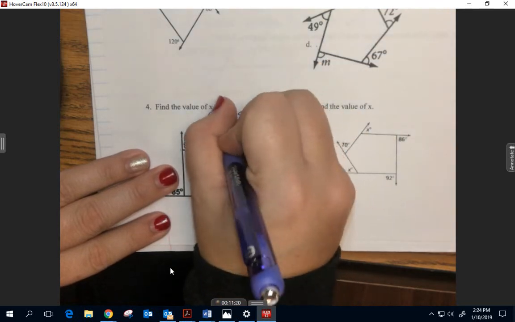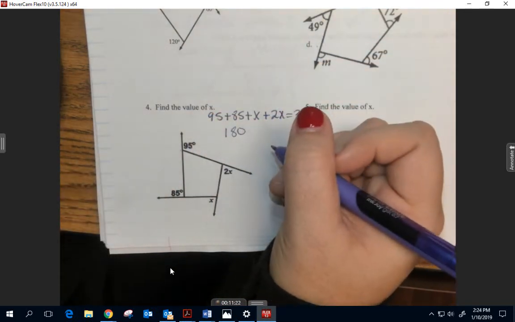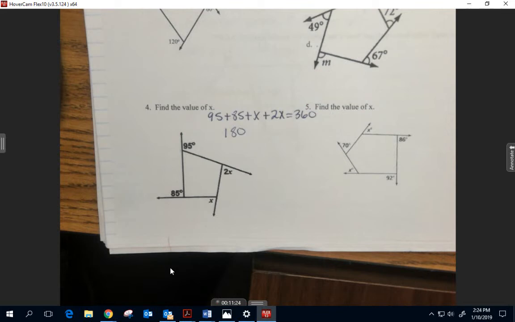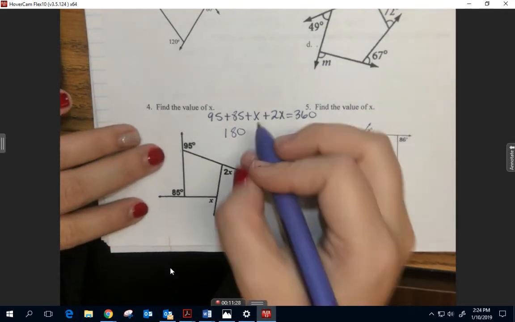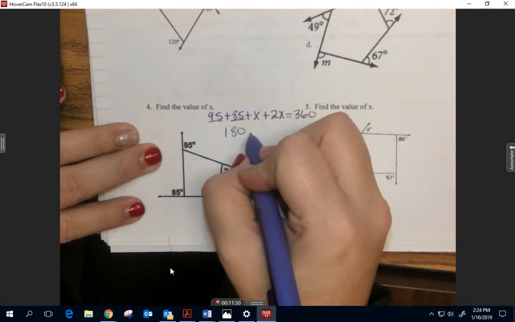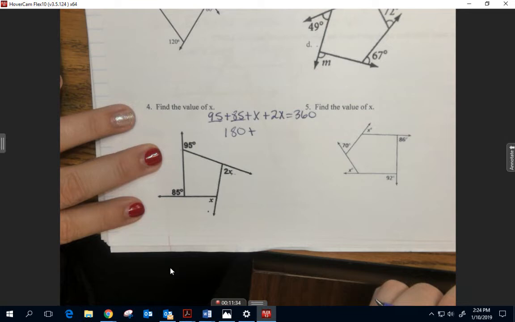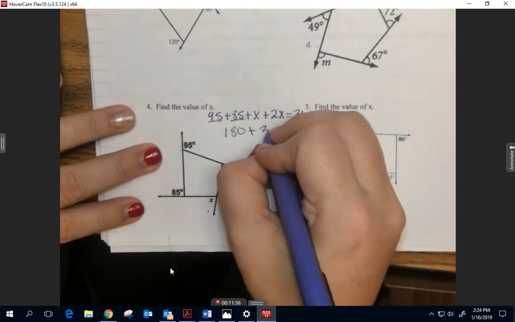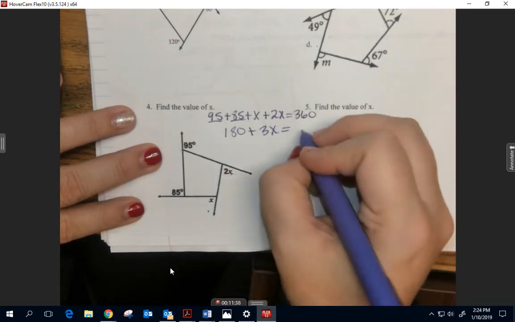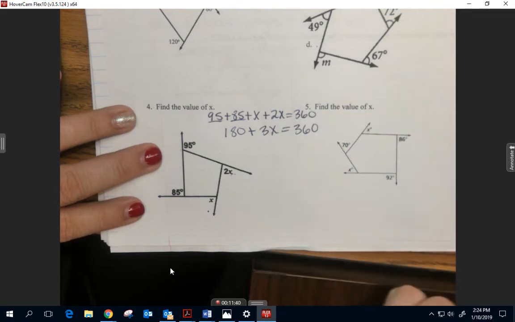And then, oops, sorry. And then plus, so all these are like terms, and then plus, I have 2x and 1x. What does that give me? It's 3x, and that equals 360, right?